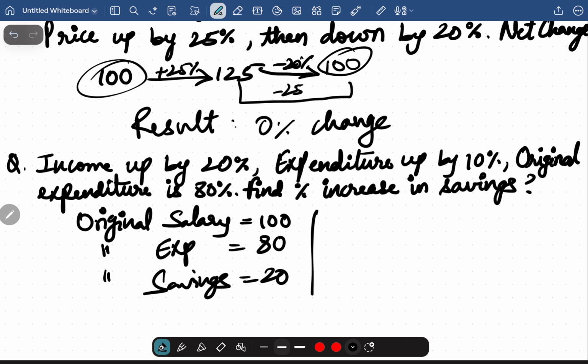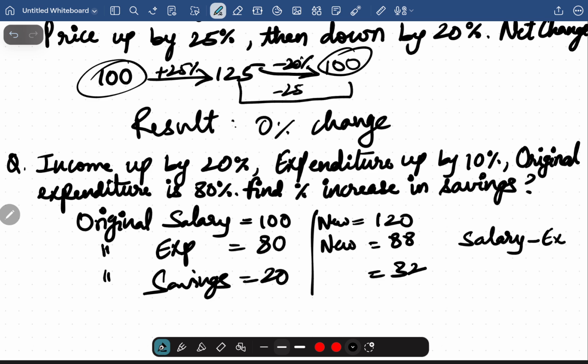And as the new salary, his income is up by 20%, which is 120, and his new expenditure is also up by 10%. What is 10% of 80? It's 8. So we have to add 8. It's 88. So now new savings is 32. Means it's nothing but new income minus new expenditure. It's nothing but 120 minus 88, which goes back to 32.